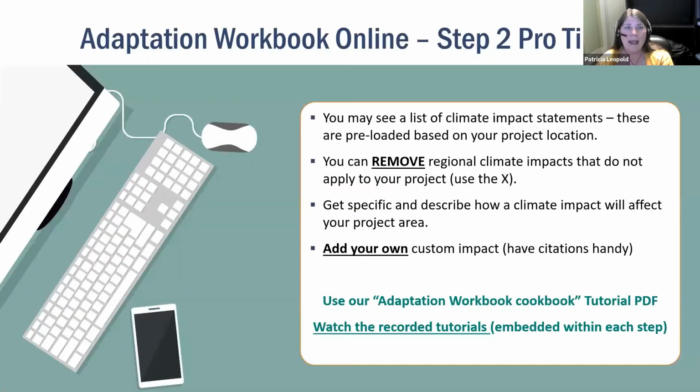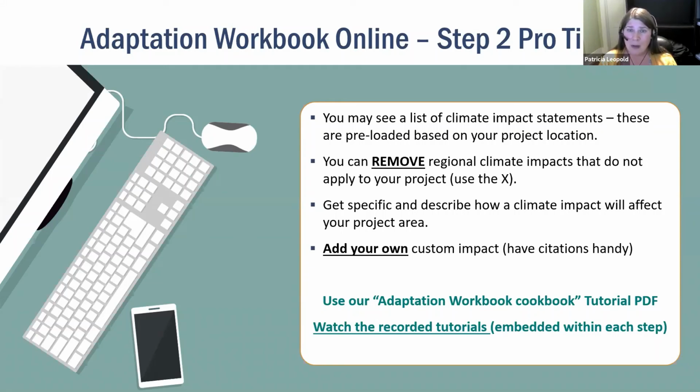So again, here are some pro tips for when you're ready to head to step 2 and start to fill out that workbook. You'll see a list of pre-populated statements about the impacts of climate change that are specific to your geographic location. And remember, this was already done for you when you dropped your pin on the map. So just remove the ones that don't work for you, and then get really specific about the ones that do work for you. And then feel free to add your own custom impact.